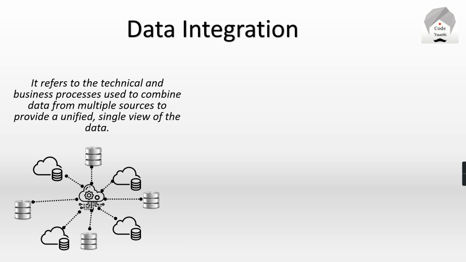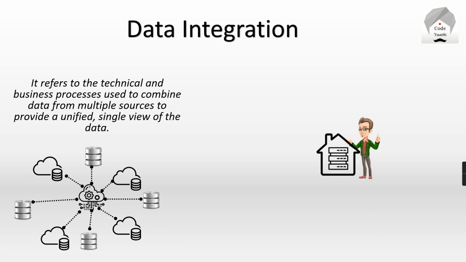Data integration mainly refers to the processes used to combine data from multiple sources to provide a single view of data. So it is a practice of consolidating the data from multiple sources and combining it into a single data set. The ultimate goal is to provide users with consistent access as well as to meet the information needs of all the applications and business processes. So data integration is one of the main components in the overall data management process.